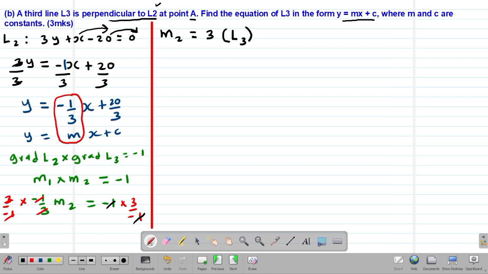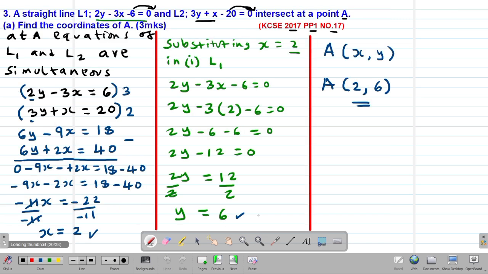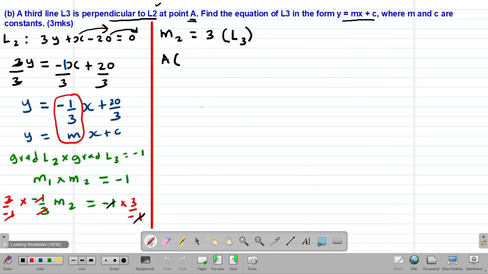So I was told that a third line L3 is perpendicular to L2 at the point A. Therefore, if I want to get the equation, I'll use the point A, whose coordinates we had found to be 2, then of course 6. So A has the coordinates of 2, comma 6. Therefore, I'll use this coordinate with a general point, which I'm calling x, y, to find the equation of L3.